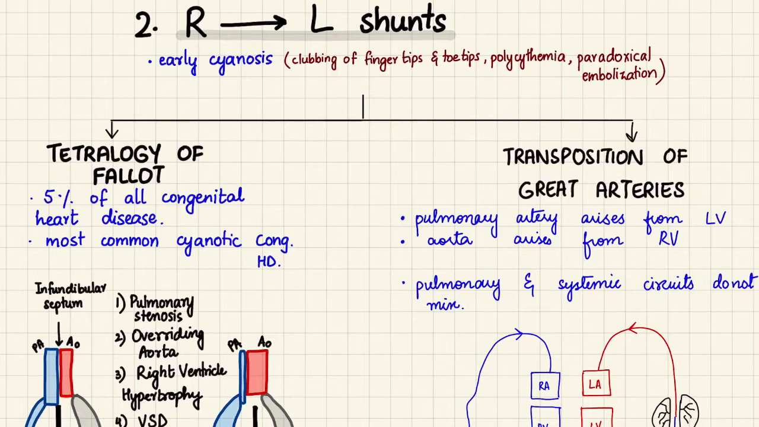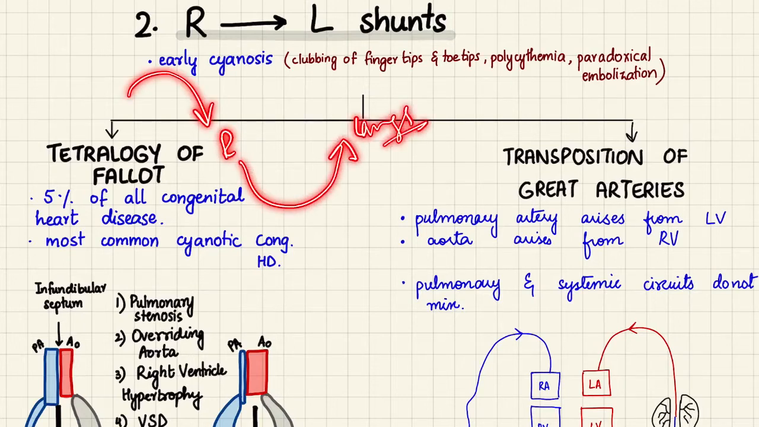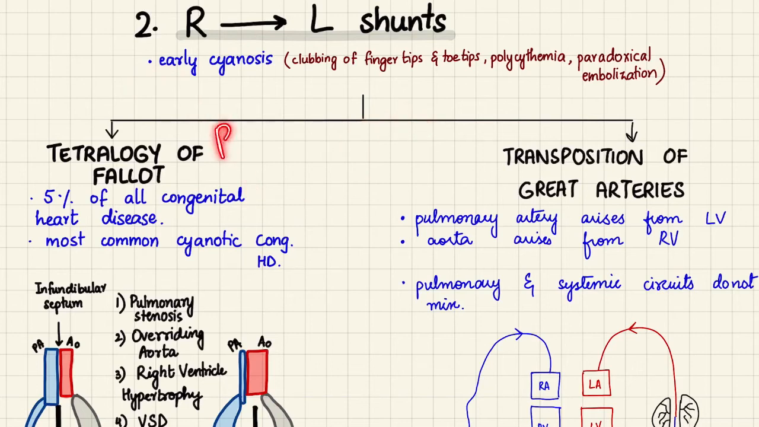Now, one thing to remember in this case is that the main symptom here will be early cyanosis, which will be shown by clubbing of fingertips and toe tips, polycythemia, because the RBC number will be increased as the body will think that there are not enough RBCs, that's why there is cyanosis, and paradoxical embolization. As I said before, venous thrombi that develop mostly in the legs will come to the right side of the heart, and then they should have gone to the lungs and gotten stuck there. But in right to left shunts, they might go from the right to left side of the heart and then into the systemic circulation, and thus get stuck somewhere else in the systemic circulation. So that is called paradoxical embolization.